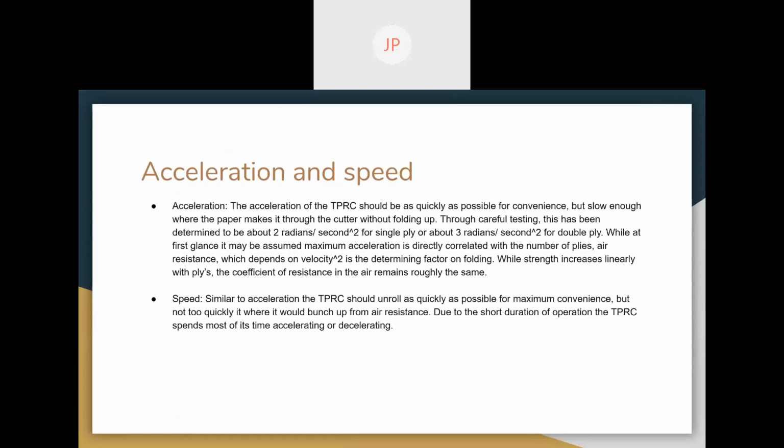So for the acceleration and speed of the TPRC, the acceleration should be as quick as possible for convenience, but slow enough where the paper goes through the cutter without folding up. Through careful testing, we determined that this is about 2 radians per second for single ply, or about 3 radians per second for double ply.